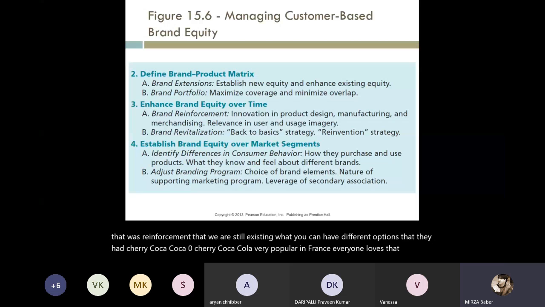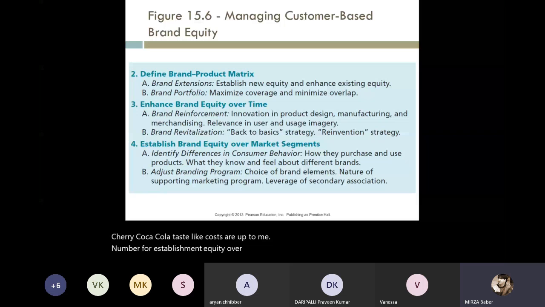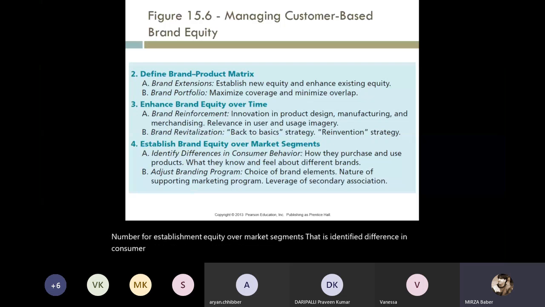Number 4, establish brand equity over market segments. That is, identify differences in consumer behaviors and adjust branding programs. This is more towards segmentation and targeting, finding different customer personas, and then attracting them with different positioning statements. That being said, moving ahead, I don't want to waste too much time here.